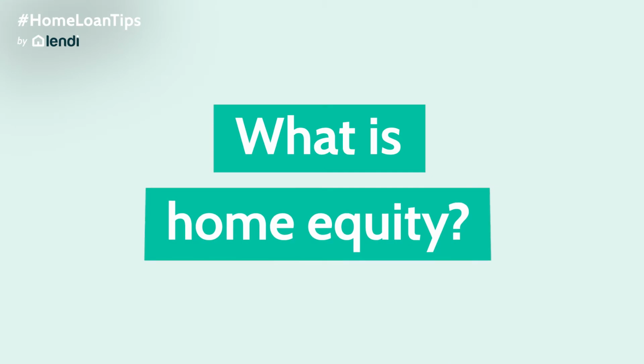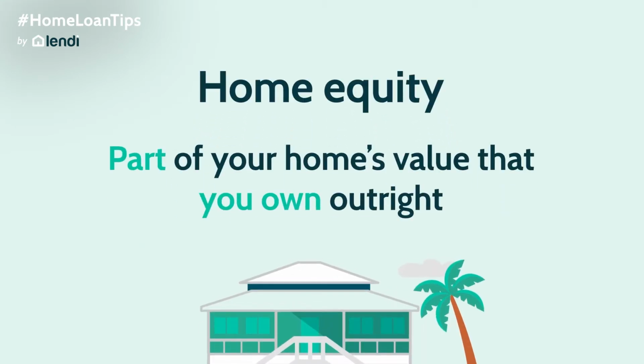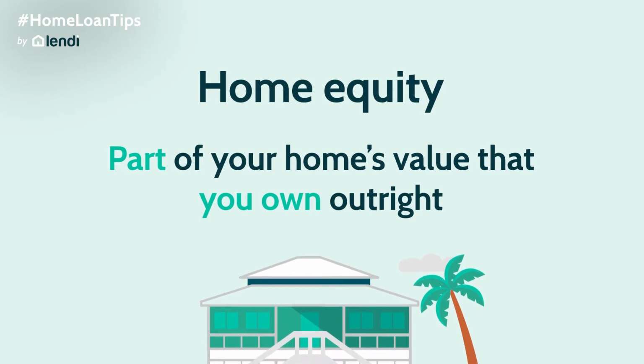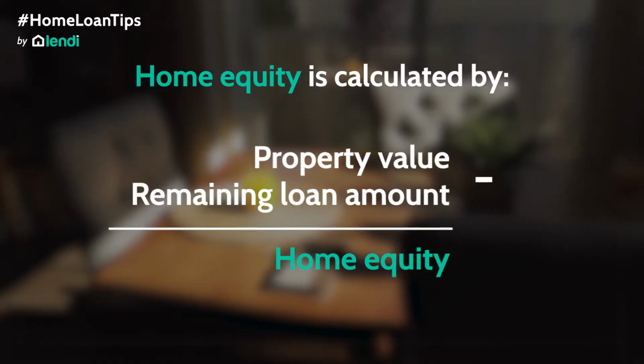Let's start with the basics. What is home equity? In a nutshell, home equity is the part of your home's value that you own outright. It is calculated by subtracting the remaining loan amount from the property value. Since property values fluctuate, so does your home equity. If your property's value increases due to market changes or home improvements, your equity also increases.